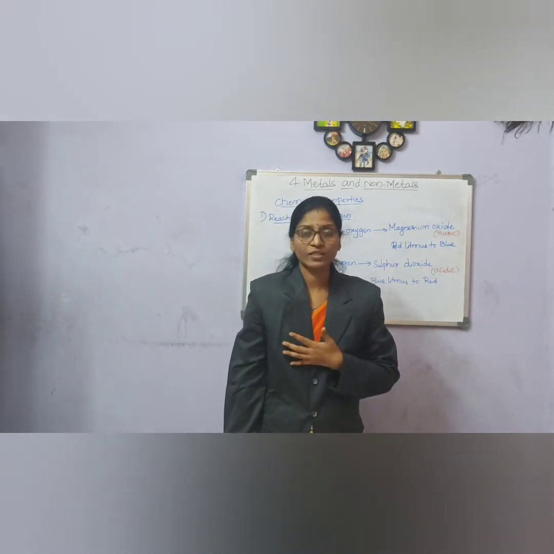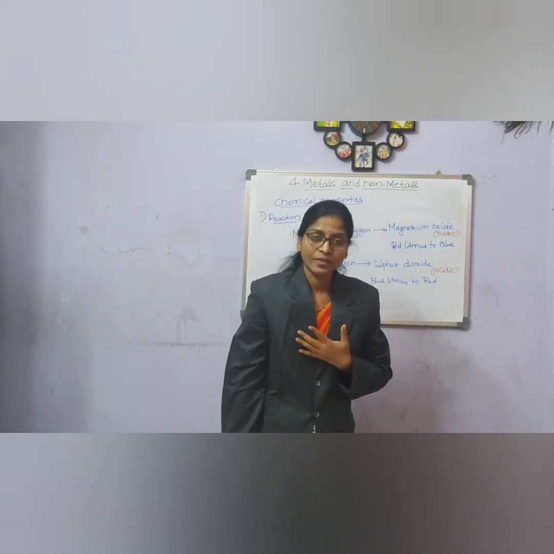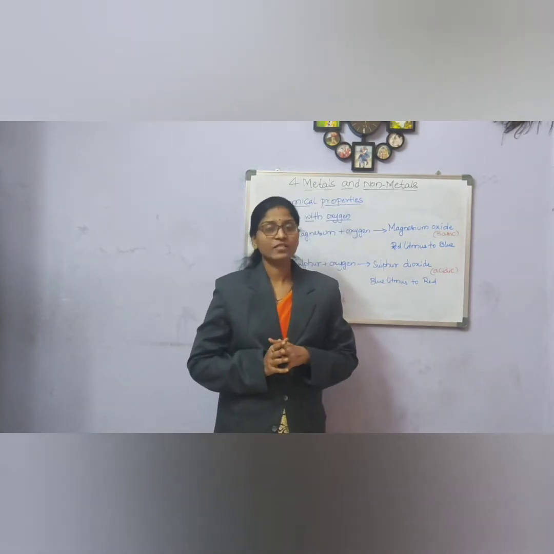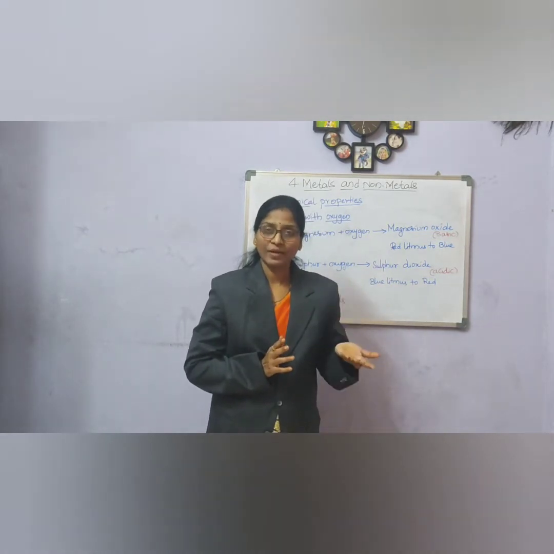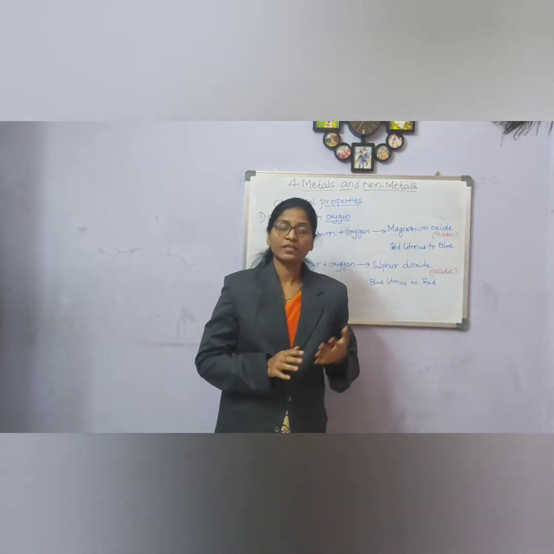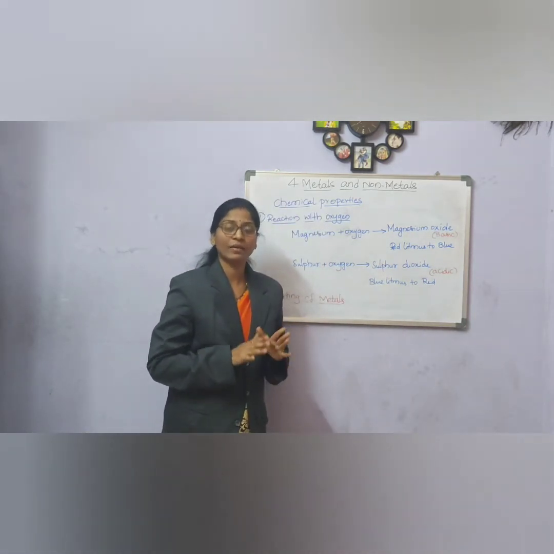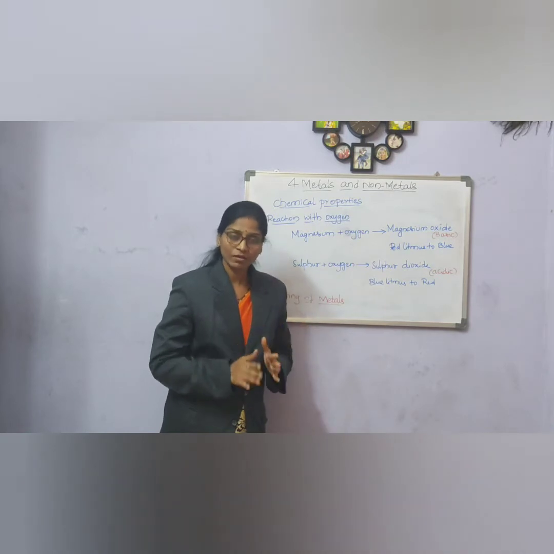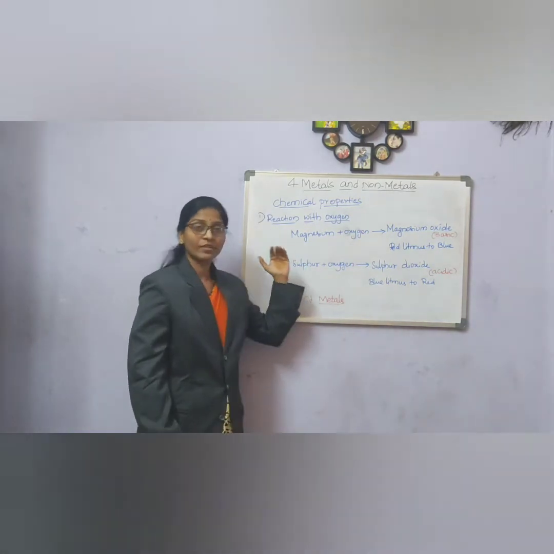Now we are going to see the chemical properties of metals and non-metals. Even though the physical properties are very reliable to identify whether a material is metal or non-metal, these chemical properties will give a clear idea whether the material is a metal or non-metal. The first reaction we are going to see is the reaction with oxygen.